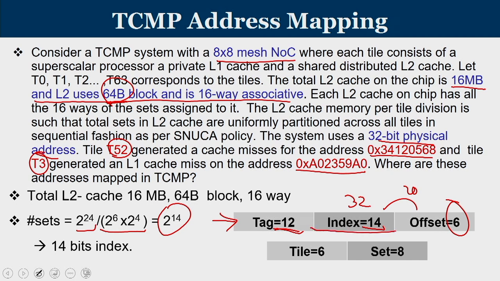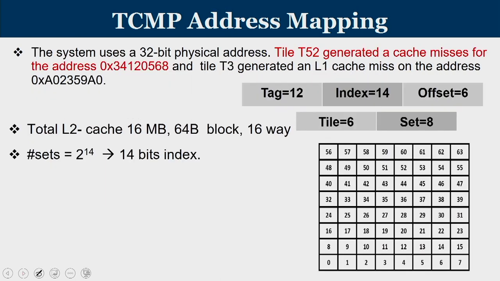Now, I have 2 power 14 sets which is scattered across 64 tiles. So, the most significant 6 bits will tell you which is the tile number and the last 8 bits of the set index will tell you within a tile, I can host a total of 256 sets. So, what is the set number? So, this is the question.